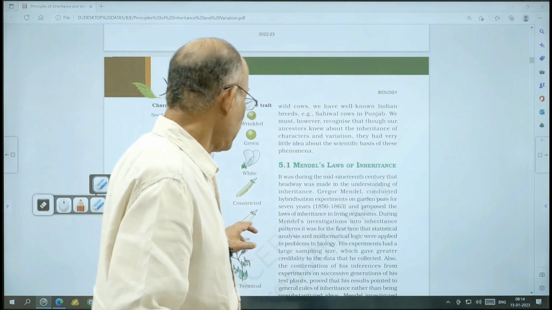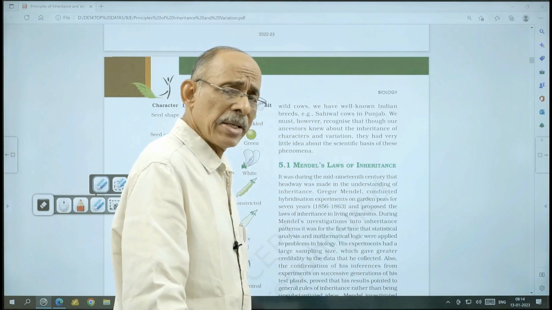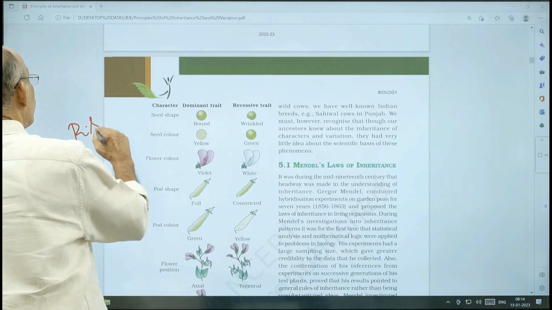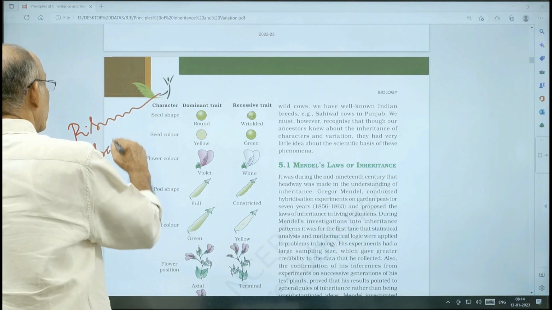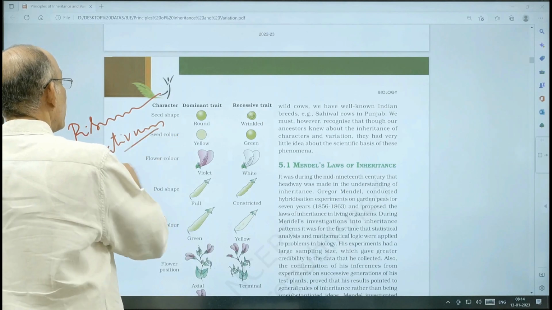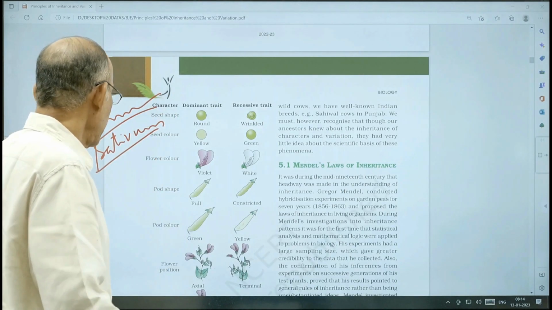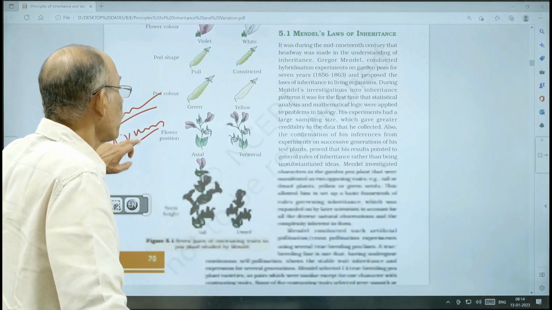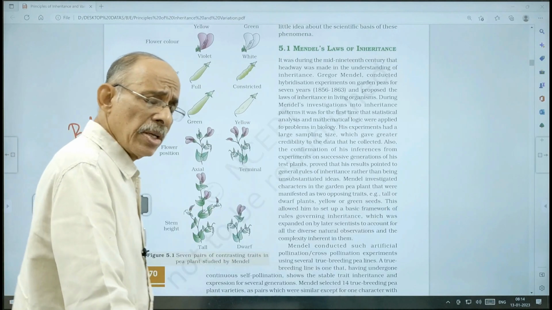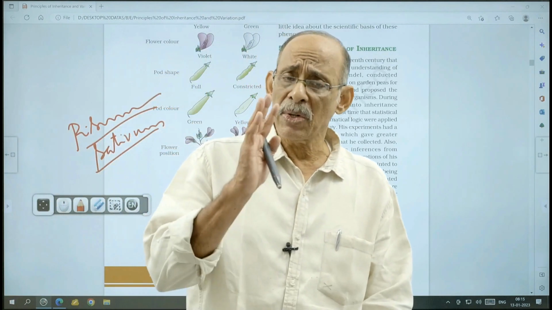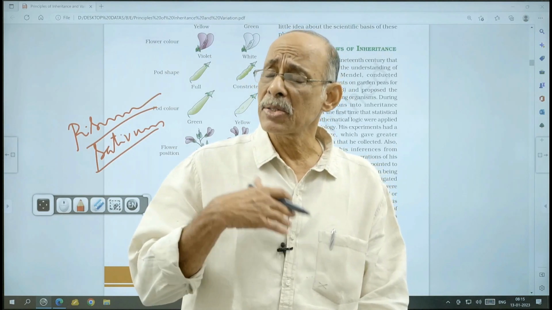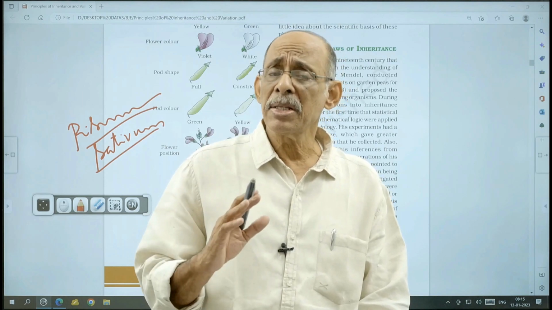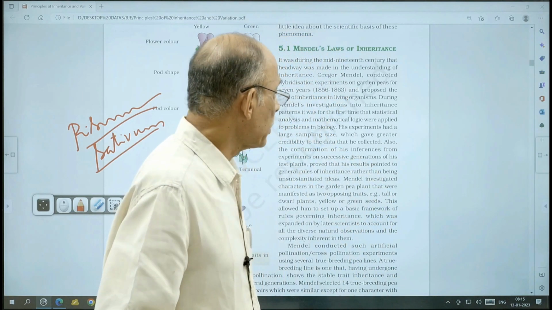and he worked for 7 years on Pisum sativum, the pea plant. The main feature of Pisum sativum is that it is a naturally self-pollinated plant, but we can also make artificial pollination. So both types of pollination are possible. Naturally self-pollinated, but artificial pollination is also possible.